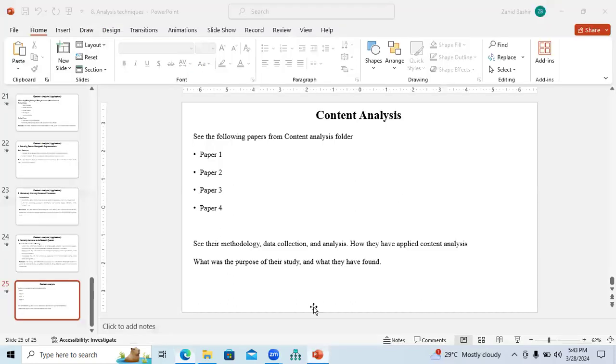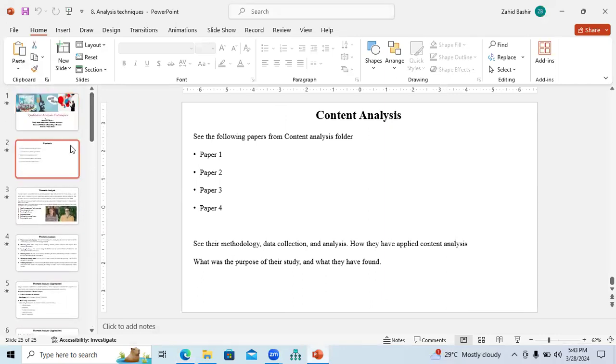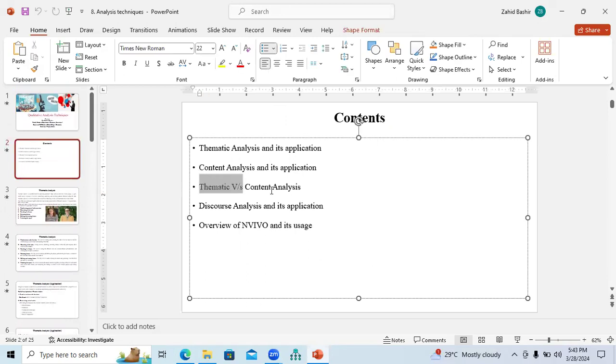We will discuss the next technique, which is thematic versus content analysis, the comparison, and we will also discuss the discourse analysis and its application as a final analysis method. And from Monday, we are going to discuss the NVIVO software with its real application.